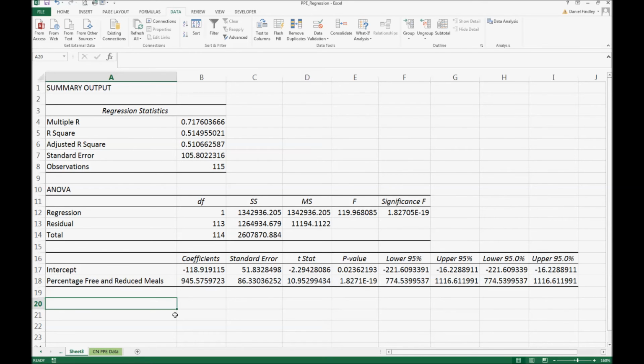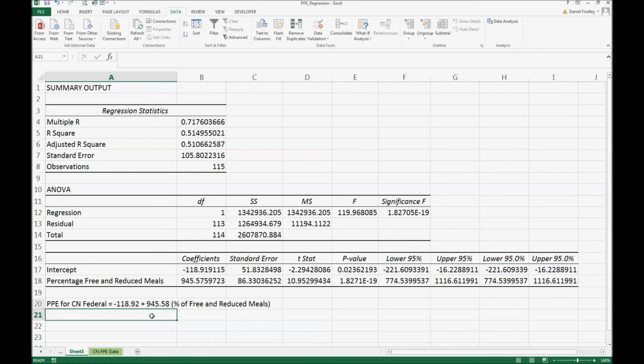So writing it in those terms, per pupil expenditures for child nutrition, federal funds, equals the intercept, so negative 118.92 plus 945.58 multiplied by the percentage of free and reduced meals. In this case, this percentage would actually need to be input in decimal form for a correct estimation.